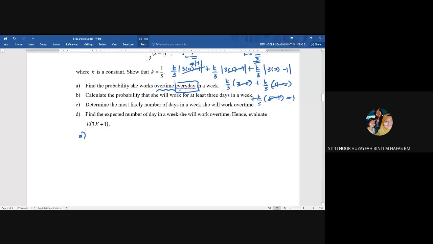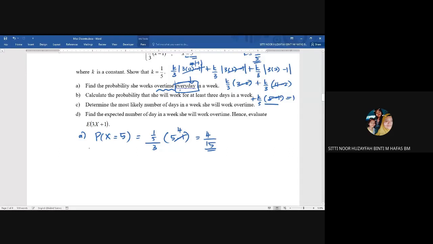5 days, right? So if she works overtime every day, it means that she works overtime for 5 days. So what is the probability of x equal to 5? It's equal to k over 3. What is k? 1 over 5, right? So 1 over 5 over 3 multiplied by 5 minus 1, which is 4. It will be 4 over 15. So interpreting this question is the key.